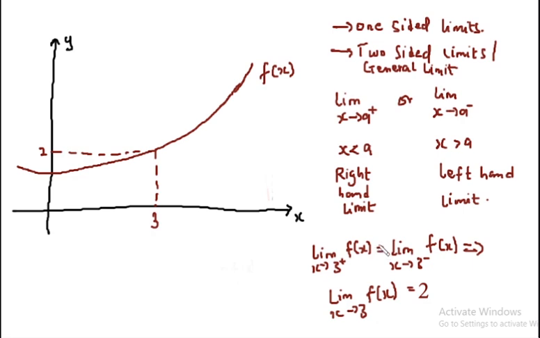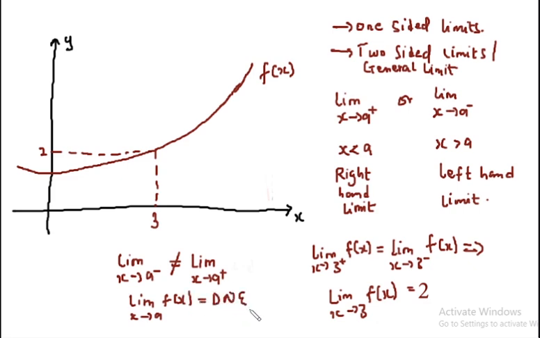Now, if these two limits are not equal to each other, this limit does not exist. So let's say we have a case where the left hand side limit does not equal the right hand side limit. Then the limit as x approaches a of f of x does not exist. So we can use the abbreviation DNE, meaning does not exist. Let's look at examples for you to understand better.